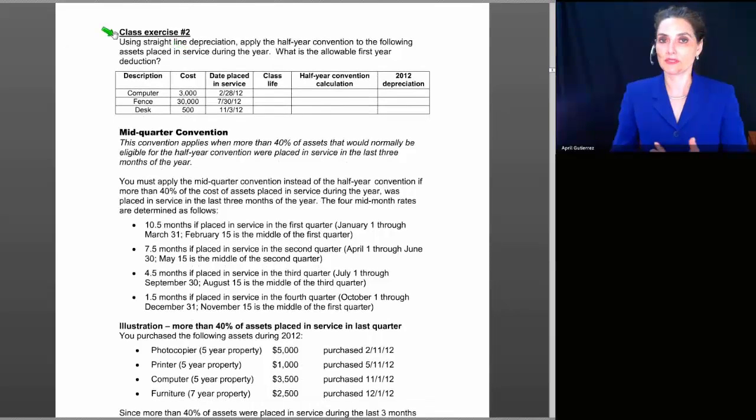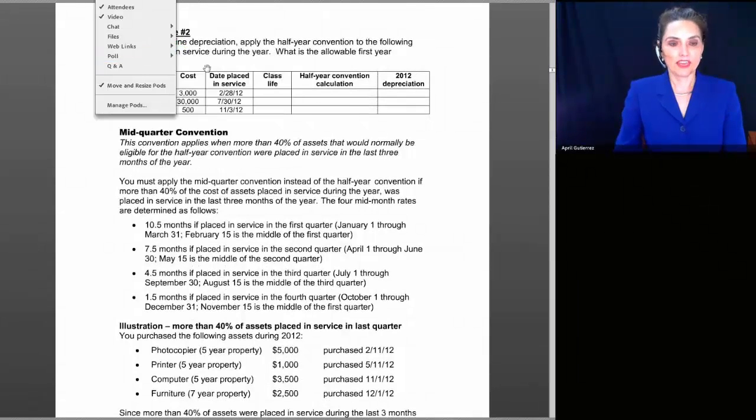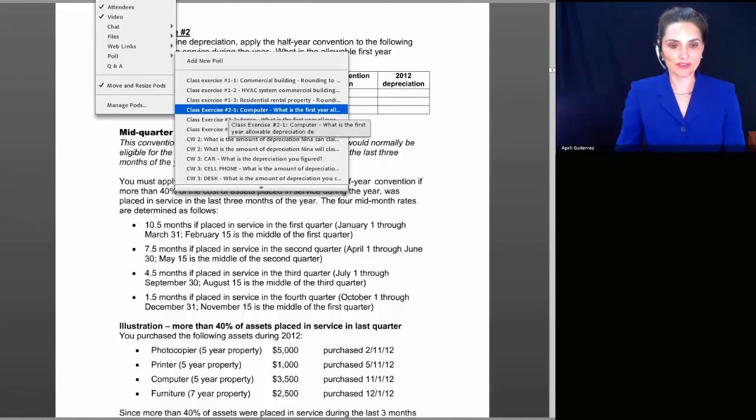So that brings us on to classwork exercise number 2. Do the best you can. It should be faster and quicker than the last one.